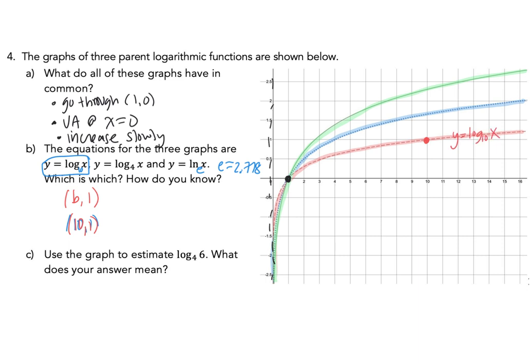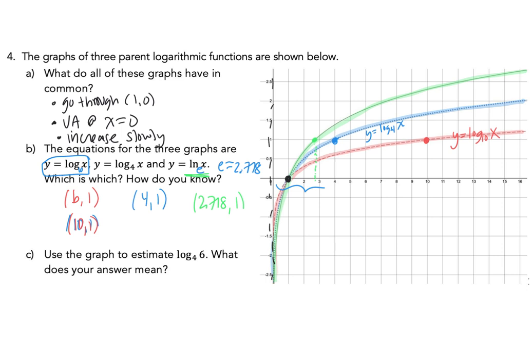The next one, if I go to the right 4 units and up one, the base of 4, I can see that's my blue graph. So this is y equals log base 4 of x, which means my green graph must be ln x. So what do I have? Well, if I went to the right 2.718 and up one, yeah, that looks about right. That's an approximation. You're not going to have a grid line or grid corner for the ln graph. So that's how I know.